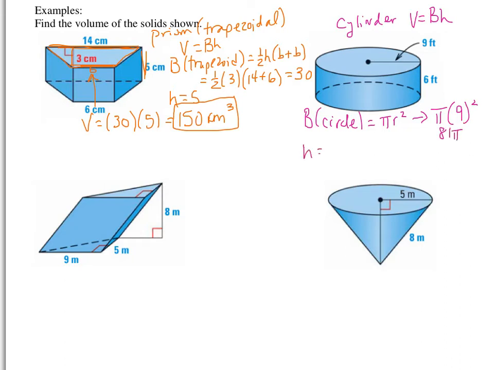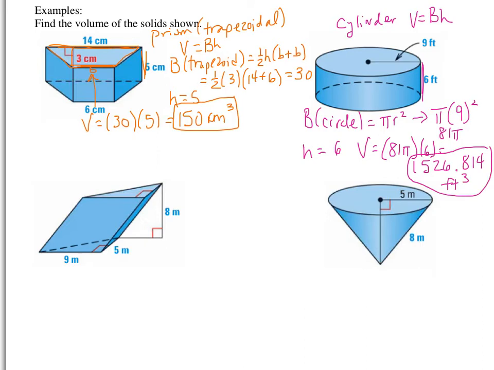Then my little h is the height of the prism, so that's the distance between the bases, and that would be my 6. So when I set up for my volume, I've got my 81 pi times 6, and that gives me 1,526.814, and this is feet cubed.